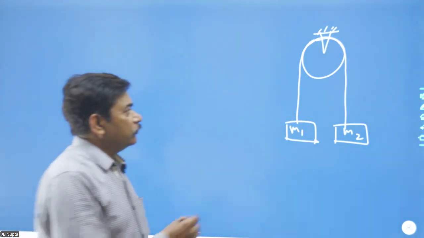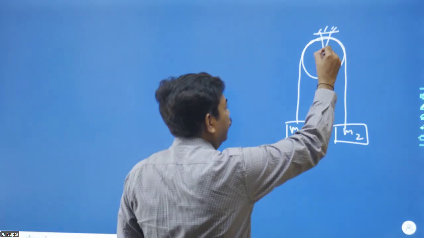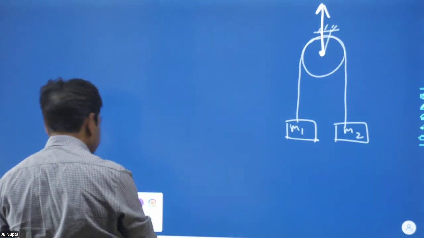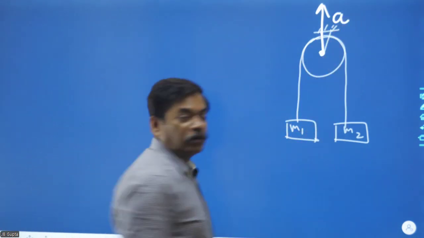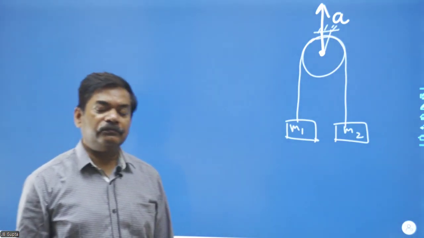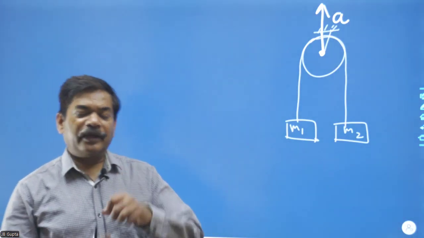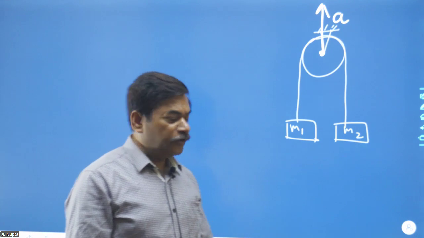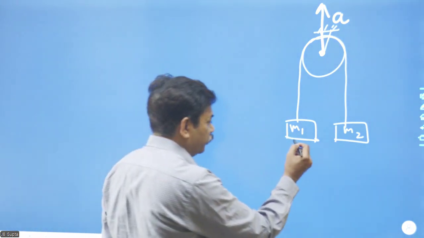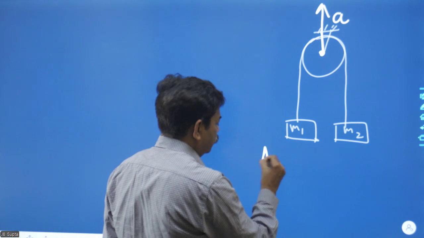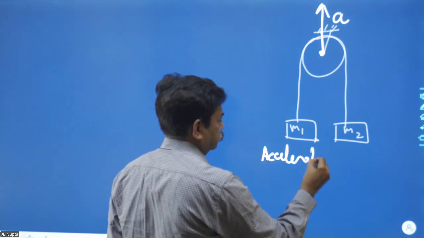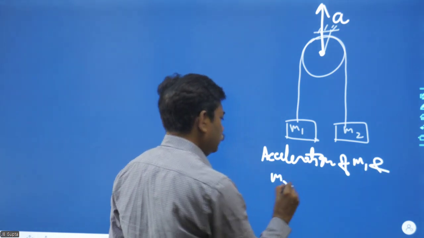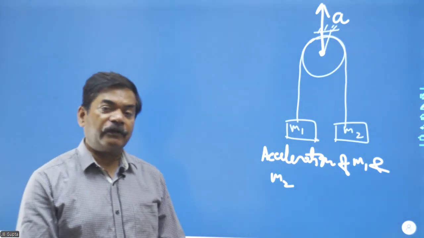And this pulley itself is being carried upwards with acceleration A. मतलब जो pulley system है, that itself is being carried upwards with acceleration A, and you have to calculate the acceleration of M1 and M2. आपको M1 और M2 का acceleration calculate करना है.